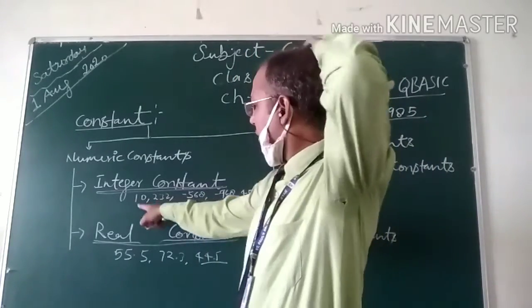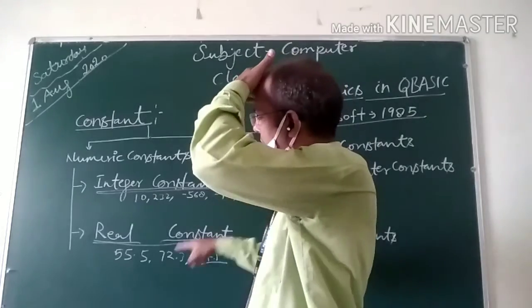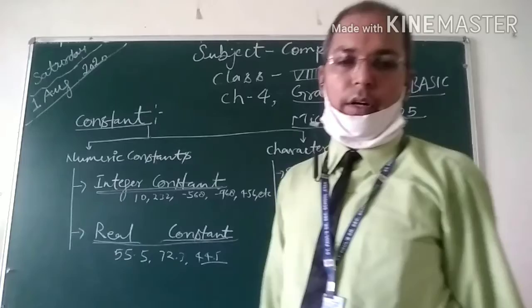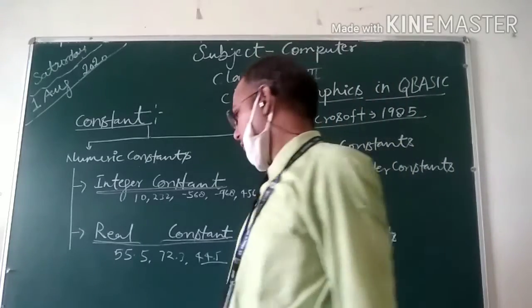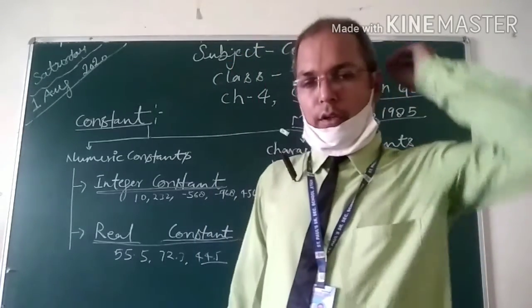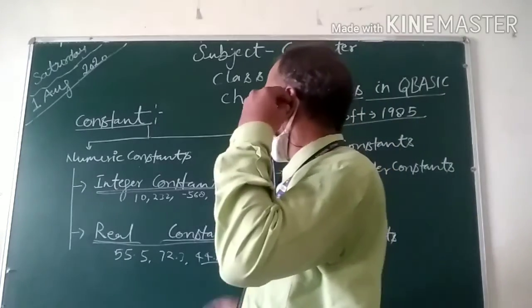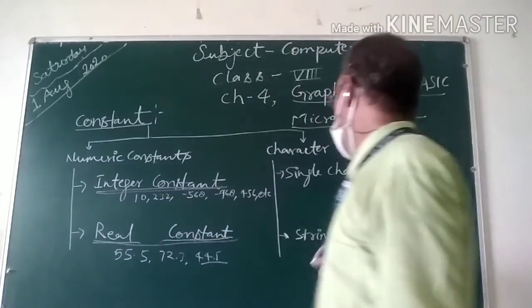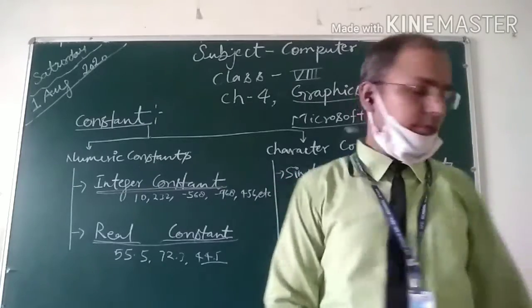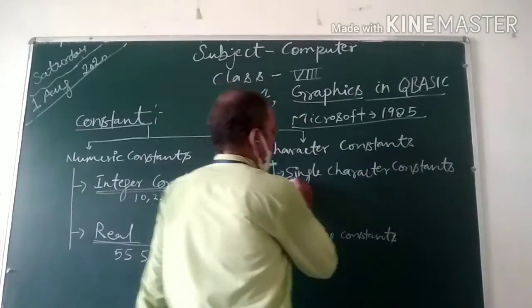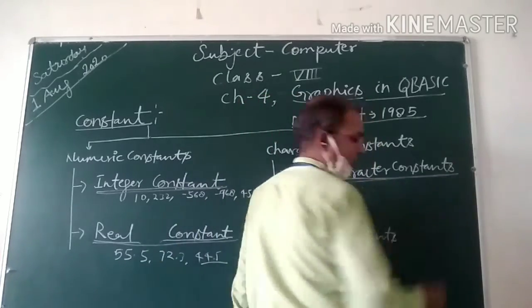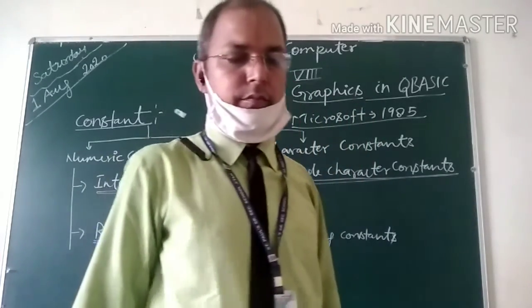And here, positive and negative numbers without fractional part. Here, the numbers with fractional part. Okay, so here are the two types of numeric constant: integer constant and the real constant. And now I will discuss the single character constant.